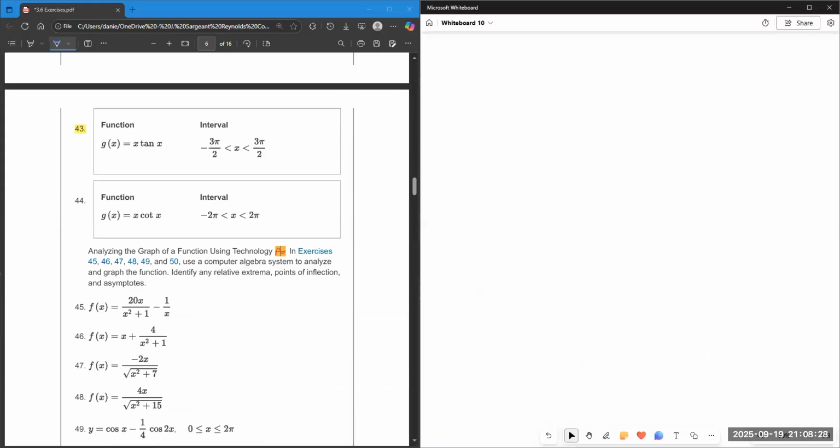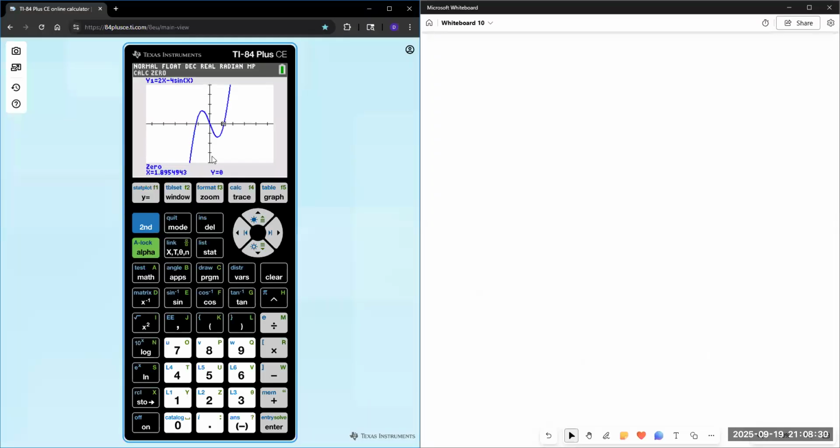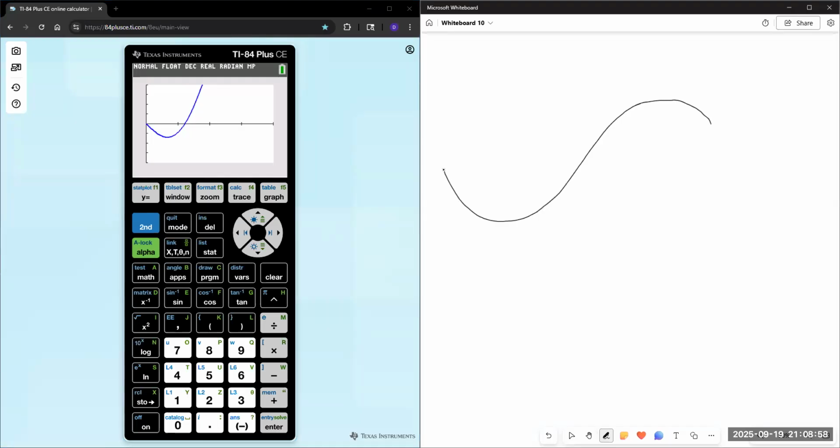I'm going to graph that one on the calculator for you. It's right there. I'm going to go from 0 to 2 pi here and let you see what it thinks the graph should look like. And we again should have this shape that goes down, up, down, like that. If I zoom out a little bit, you'll see that.